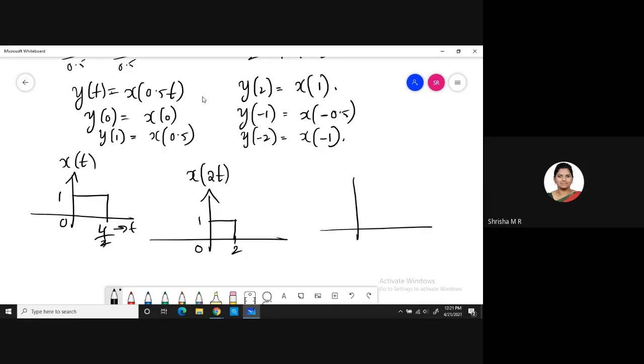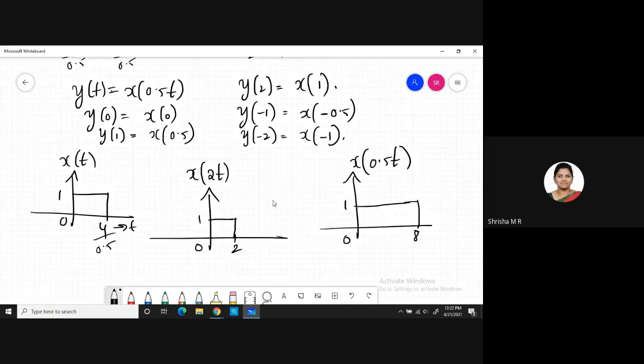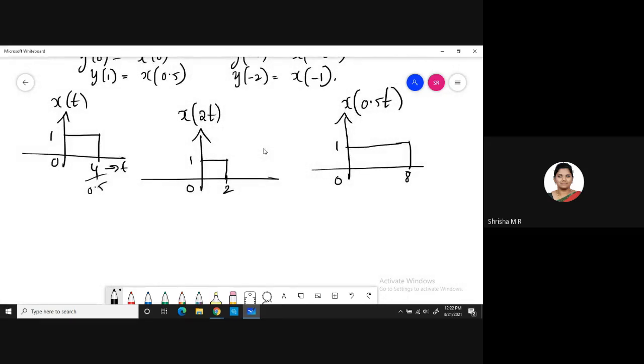Okay. Now you do x of 0.5t. This is the original signal, which is from 0 to 4. So what will be x of 0.5t? 0 to 8, ma'am. Yeah, divide this by 0.5. So you have a signal from 0 to 8 with an amplitude 1. Is it clear? Yes, ma'am. Got it?